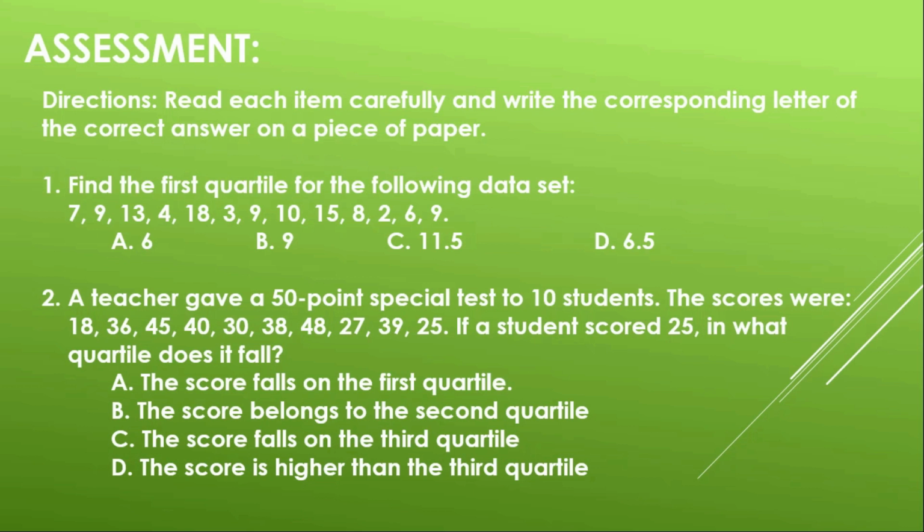A. The score falls on the first quartile. Letter B. The score belongs to the second quartile. Letter C. The score falls on the third quartile. Letter D. The score is higher than the third quartile.